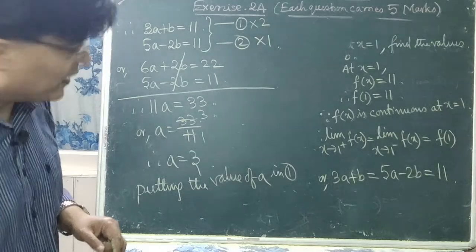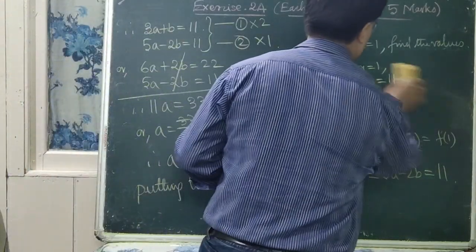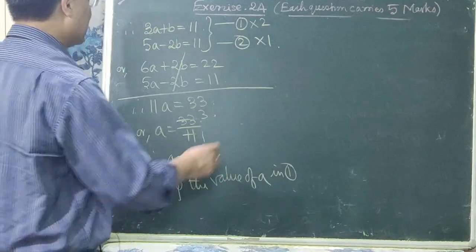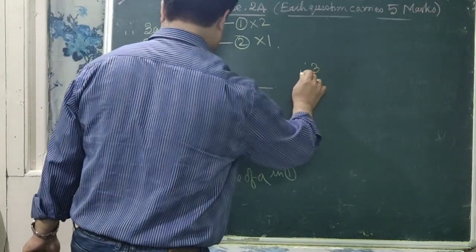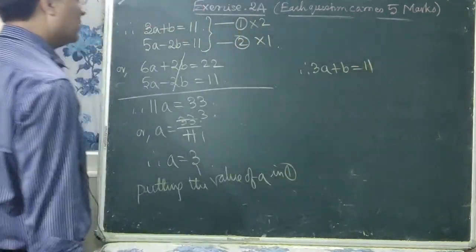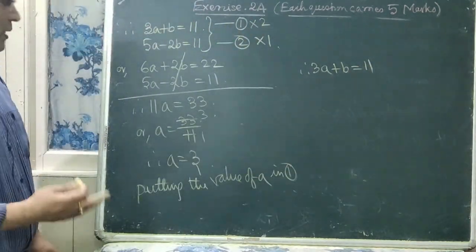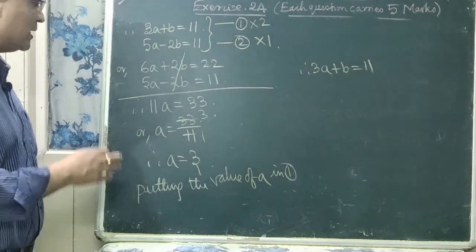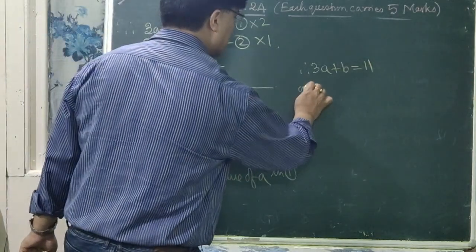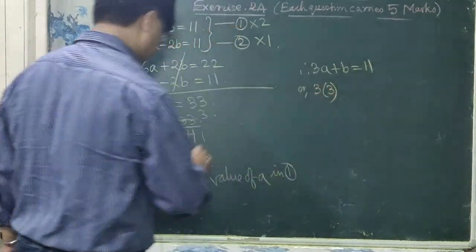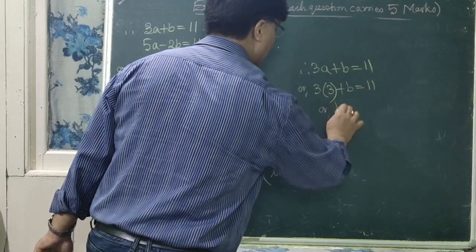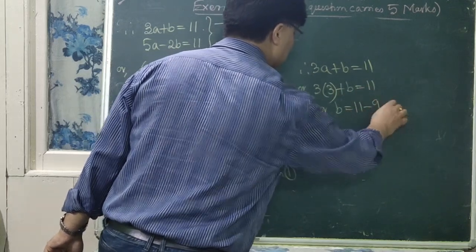Putting the value of a in 1, what do we get? Therefore 3a plus b is equal to 11. Right? So in equation 1 you can put a is equal to 3, or you may put a is equal to 3 in equation 2 also to get the value for b. You will get the same value of b. 3 into 3 plus b is equal to 11, so b is equal to 11 minus 3 3s are 9.